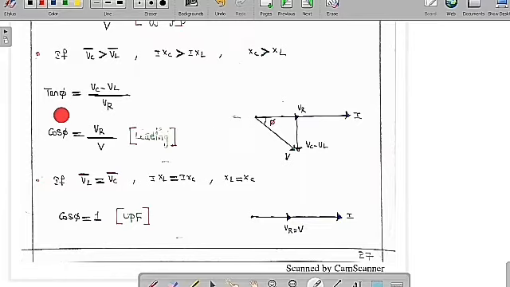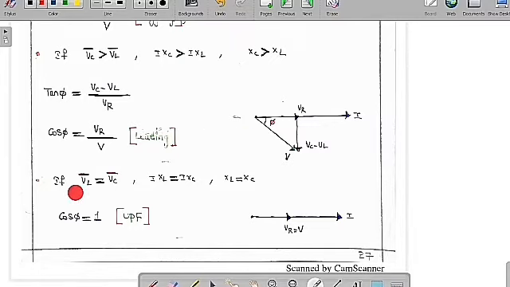Therefore tan phi is equal to opposite by adjacent, which is Vc minus VL by VR. Cos phi is equal to adjacent by hypotenuse, which is VR by V. So we can say the current leads the supply voltage, and this is said to be a leading circuit. So we have studied both the lagging and the leading cases.